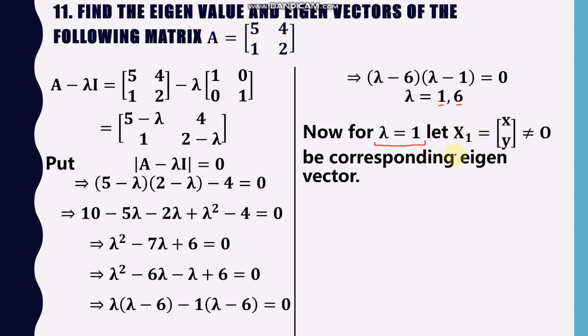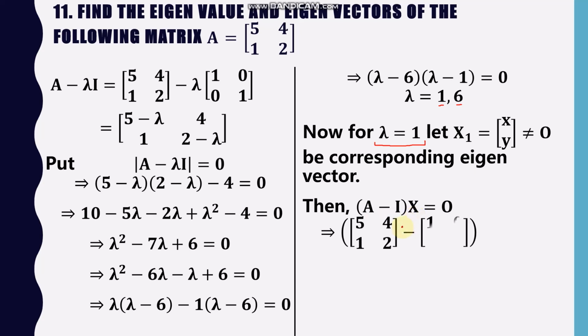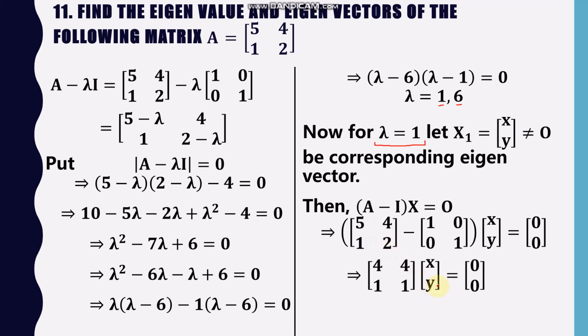So if x1 is an eigenvector corresponding to lambda equal to 1, then (A minus I) times x will be equal to 0. So I will make equations from here. I will put the value of the matrix minus identity and x, and I will put it equal to 0. Here you will see I'll get 5 minus 1 = 4, 4 minus 0 = 4, 1 minus 0 = 1, and 2 minus 1 = 1. So [4 4; 1 1] times [x y] equal to [0 0].